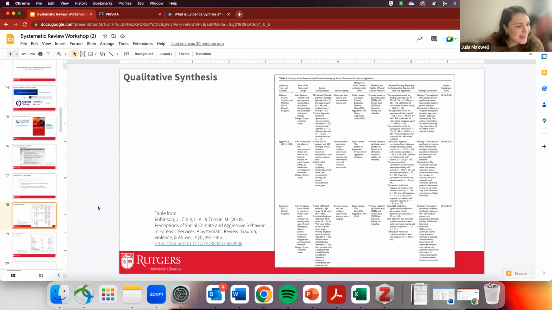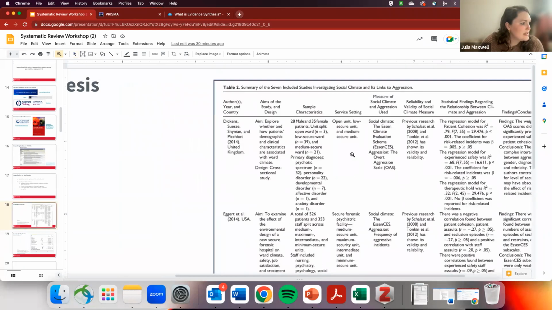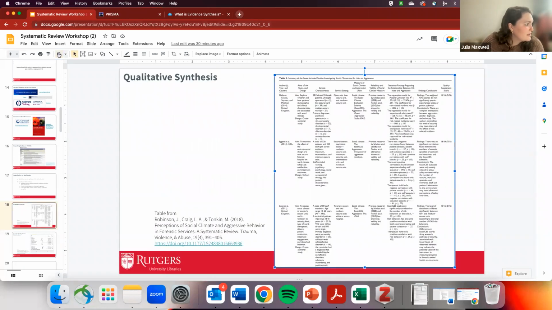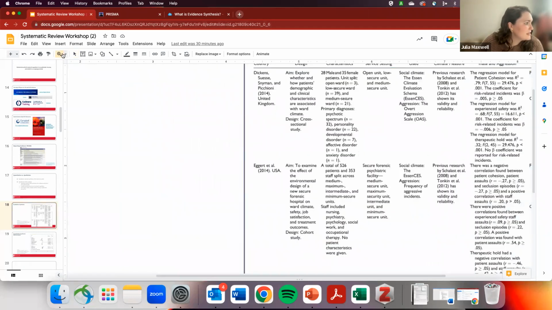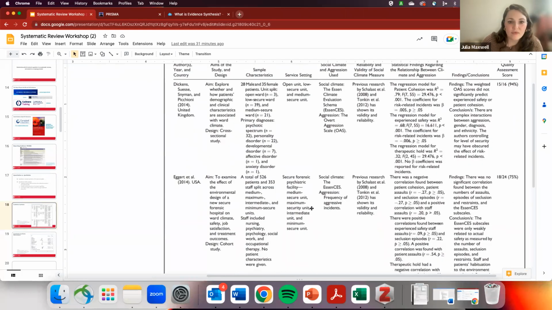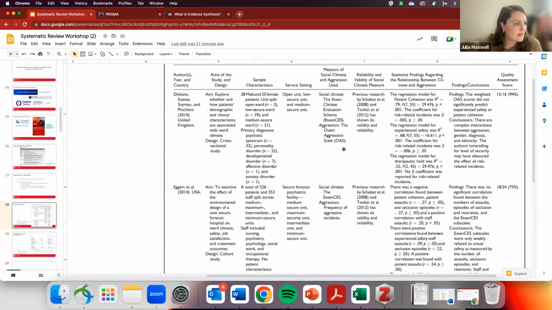Okay, quick examples. So this is a table from a qualitative systematic review. Let me zoom in a little bit. We can see they've split it up into categories. And those categories are going to be determined by the evidence that you find, right? So you devise the table based on that.